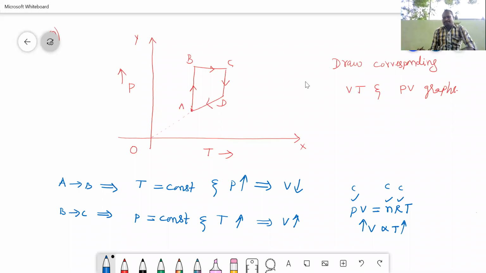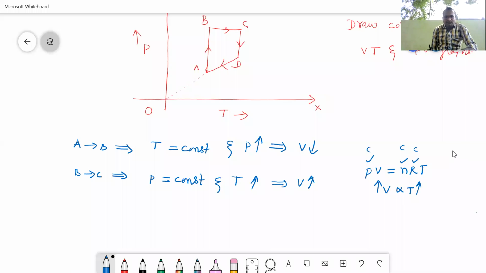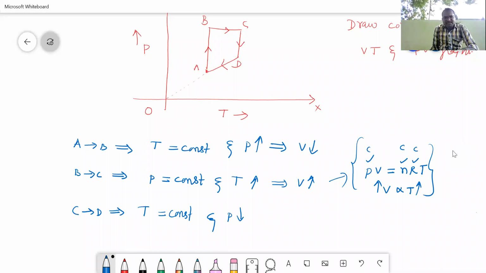Now, C2D. This whole thing I'm explaining for this. Now, the C2D process. What happened? Again, temperature constant, and pressure is decreasing. That implies volume should increase. Very good, Abhay.